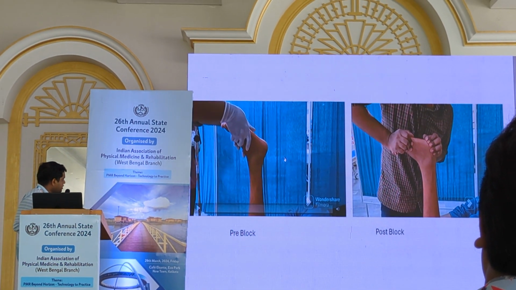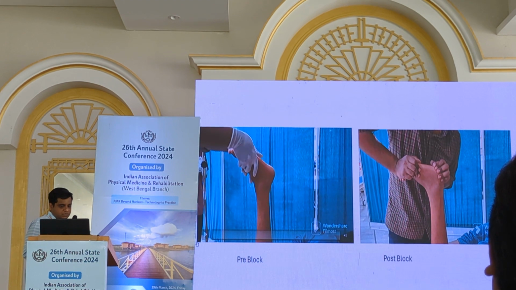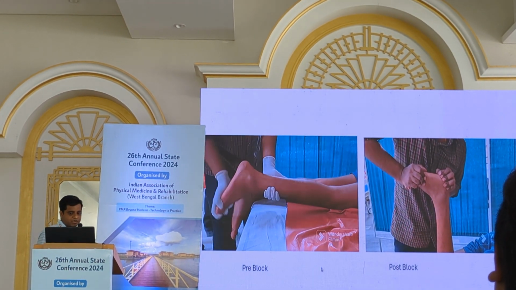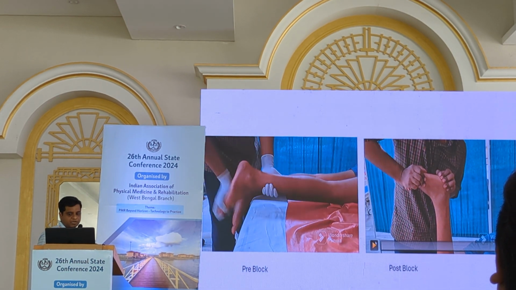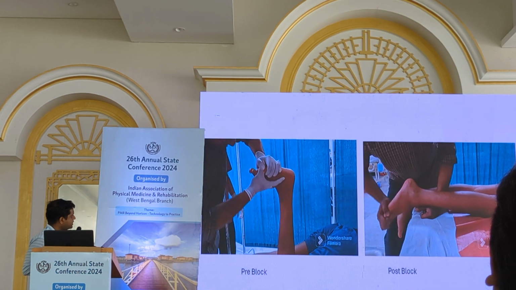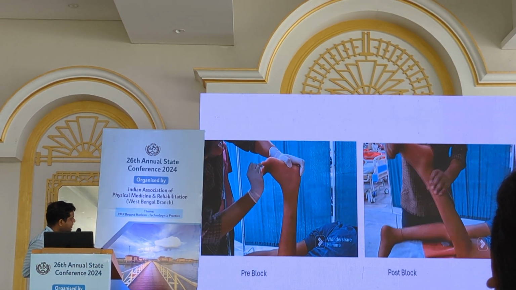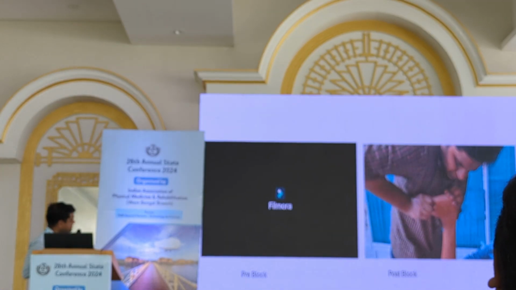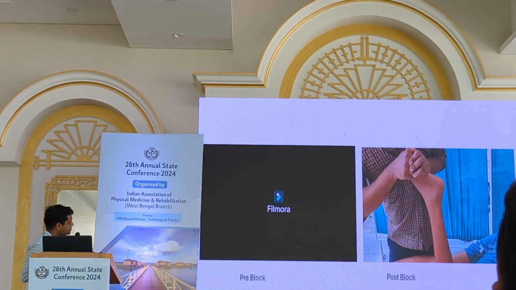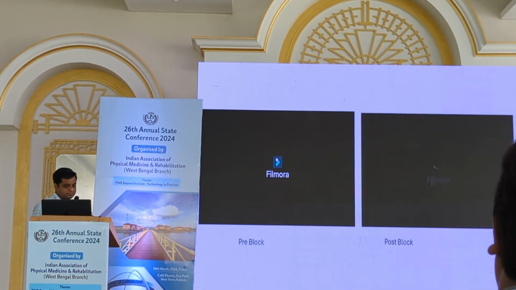So what is the result of these blocks? Previously there was a lot of clonus and the ankle was a little bit plantar flexed. But after giving the block, the clonus has totally disappeared, and while bending the knee, you can partially dorsiflex the ankle. So some part of the contracture component remains, but a lot of spasticity has decreased.